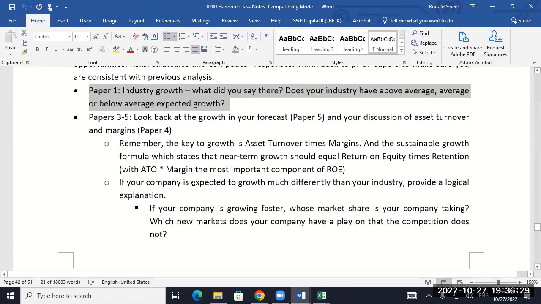Was this an industry that looked strong on Porters or it looked weak on Porters? So start with the industry. How fast is this industry growing?